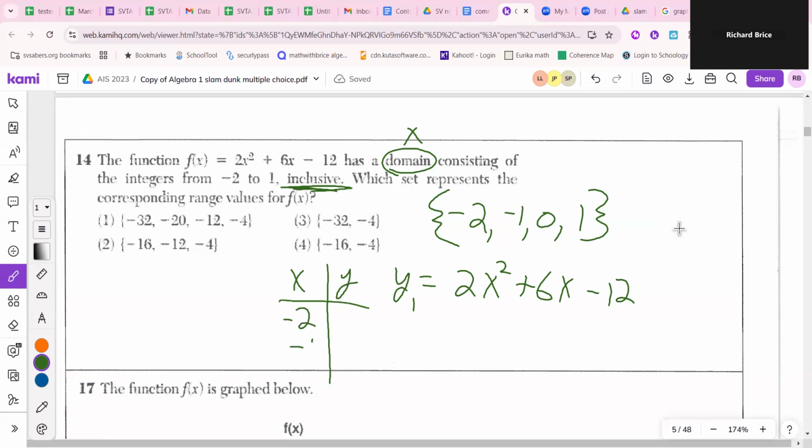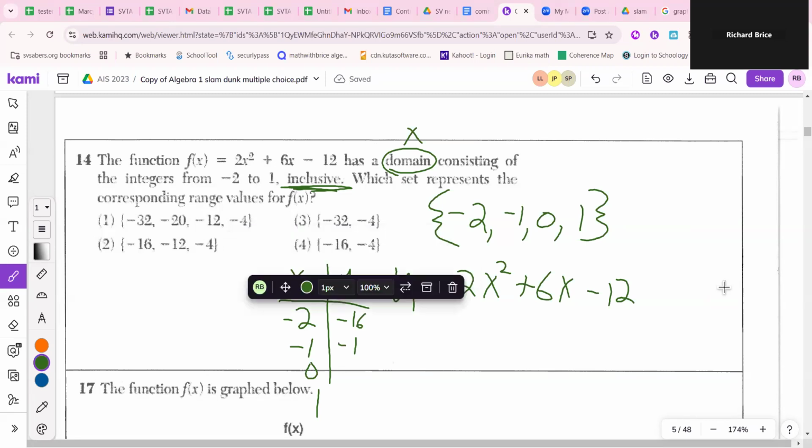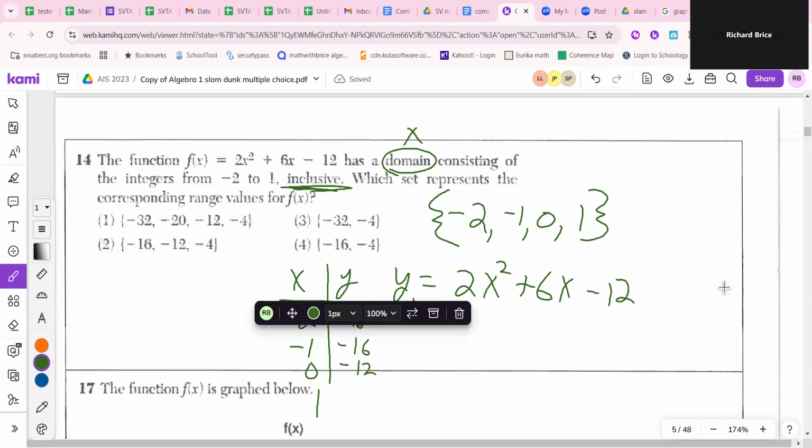And I find out what the y values are. How do I find out what the y values are? I type it into y equals, I hit second graph, which shows me the table. I scroll up or down until I see -2 on the x spot and the y spot says -16. You better be doing this. And then -1 also has -16. 0 has -12 and 1 has -4.